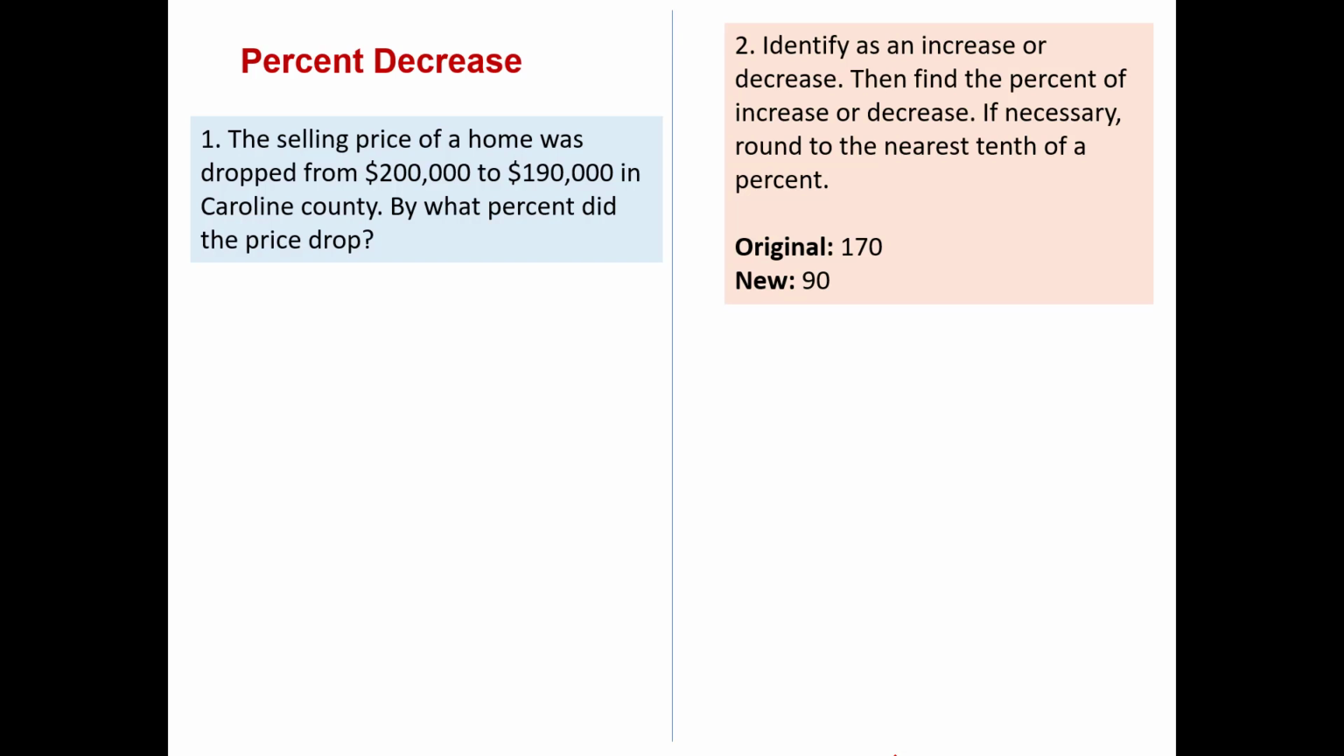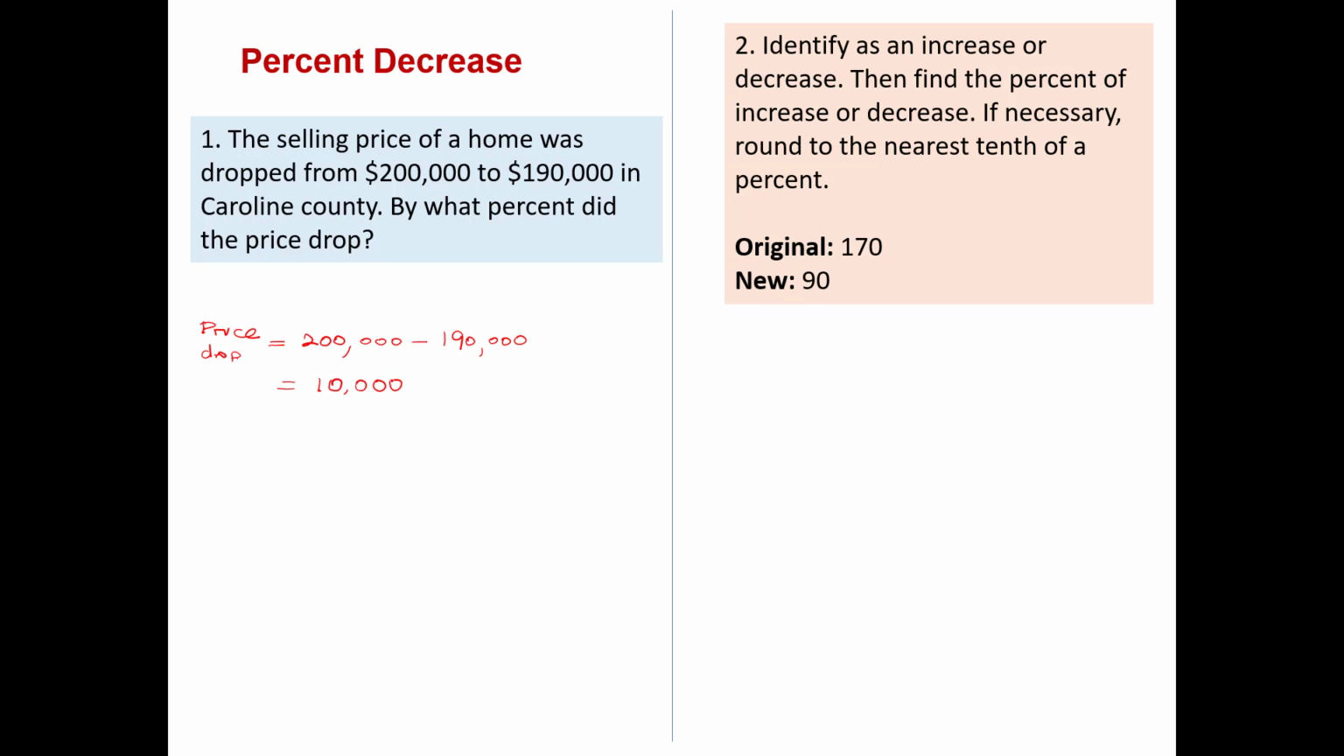We need to subtract 200,000 minus 190,000, and maybe we can write here something like how much the price drop will be. This will equal 10,000.